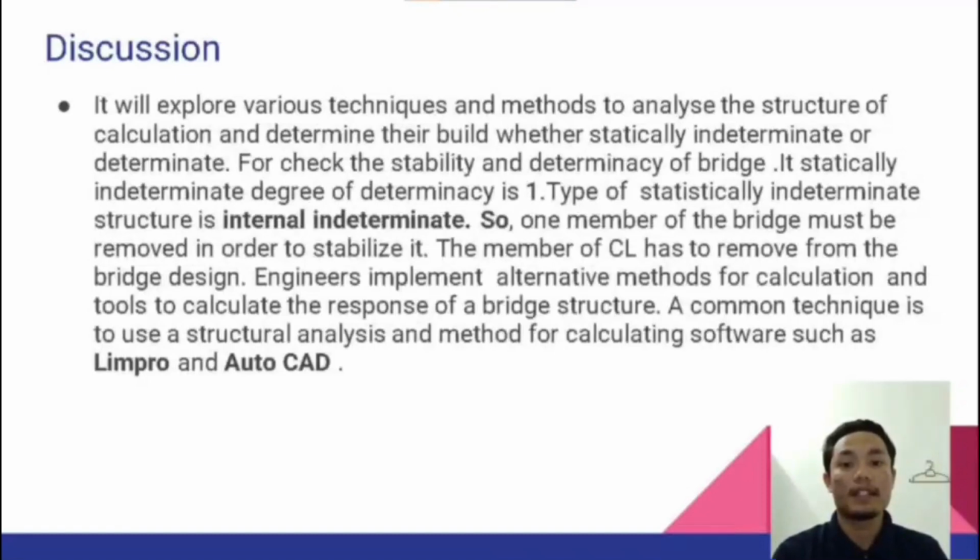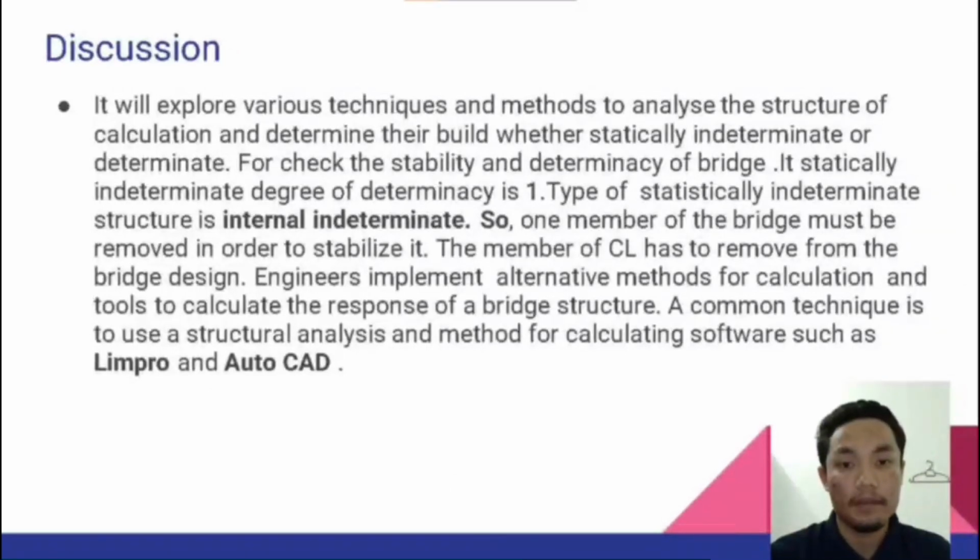In this project, we get a statically indeterminate structure with degree of determinacy 1. The type of statically indeterminate structure in this project is internal indeterminate. So one member of the bridge must be removed in order to stabilize it. In this case, the member CL has been removed from the bridge design, as my friend Syauqi explained.